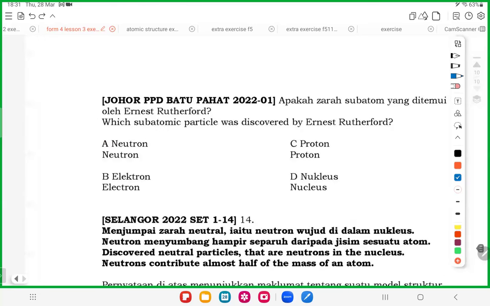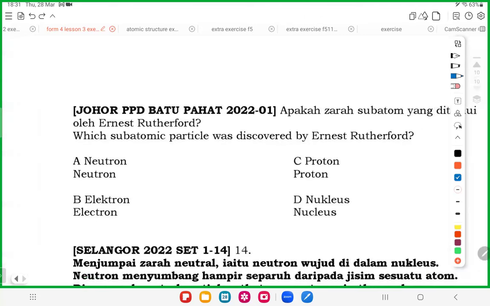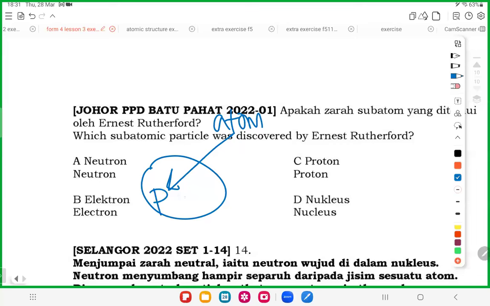Okay, right. So, which subatomic particle was discovered by Rutherford? You guys have to be careful. Particle means atom, molecule, and ion. What is a subatomic particle? Subatomic particle means something inside the atom. So inside the atom, you have proton, neutron, and electron, isn't it? So what did Rutherford find? Proton.